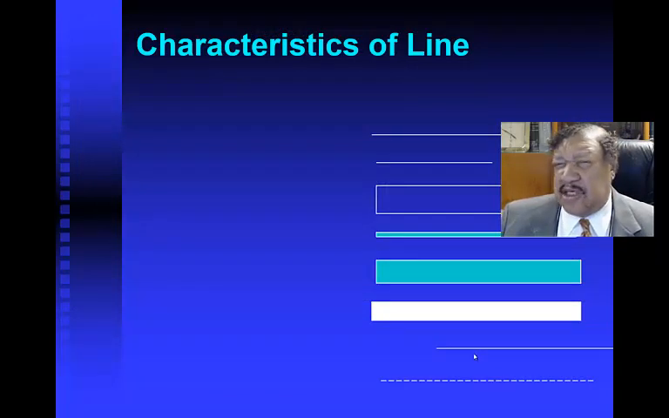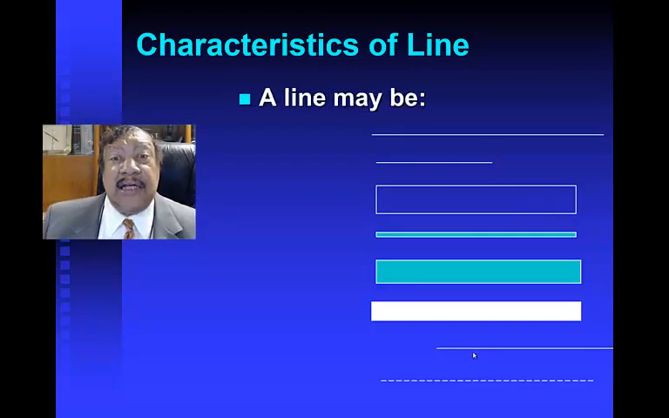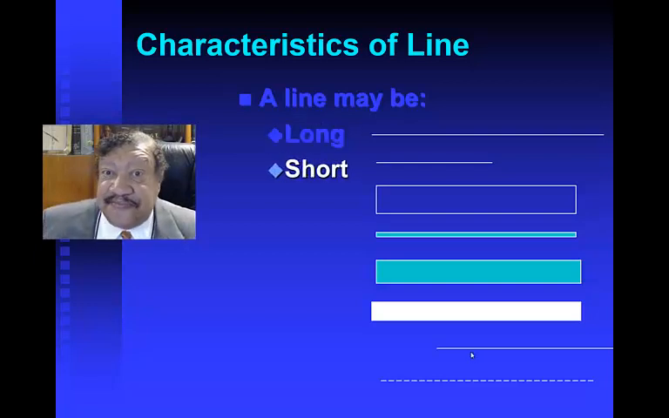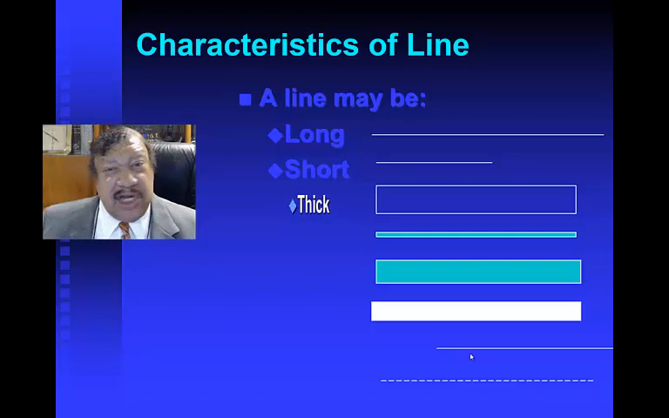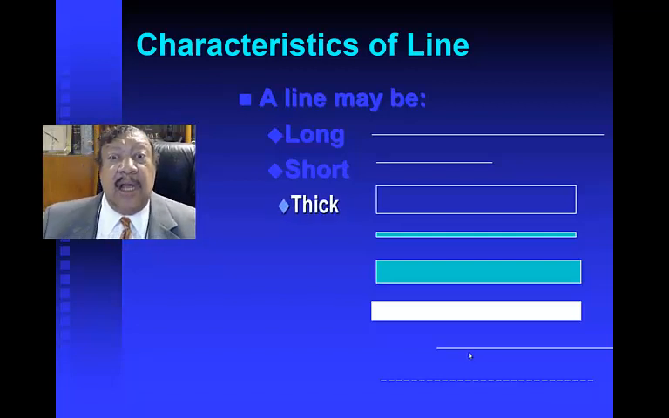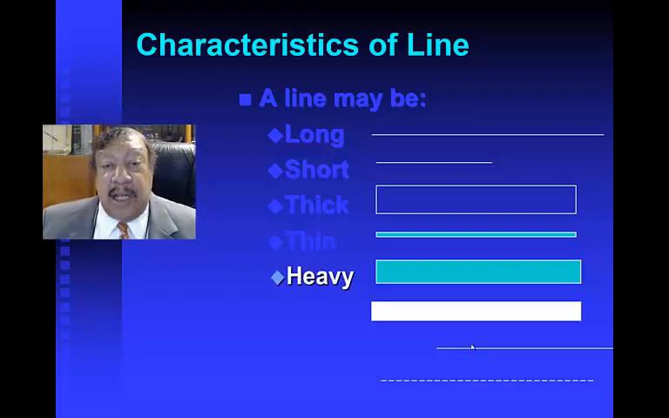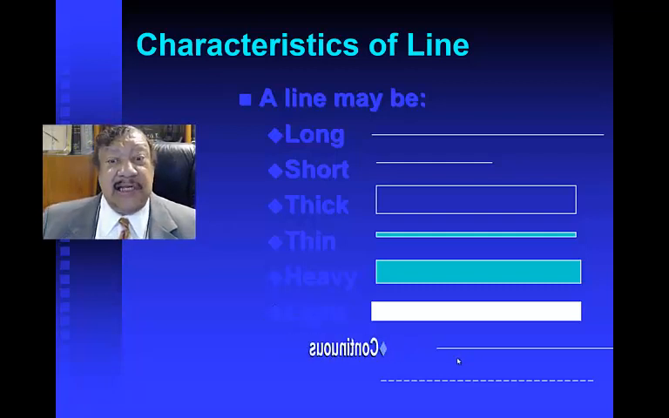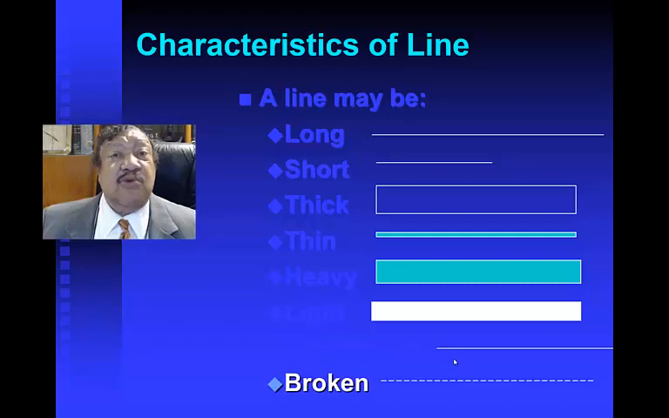Line has characteristics. A line can be many, many different things. A line can be long. A line can be short. A line can be thick, but it doesn't have to be dark. Look at that. A line can be thin. A line can be heavy. And if we were to take that green and make it black, make it heavier. And a line can be thick, but it can be light. Then we have what are called continuous lines. And then we have something we call broken lines.